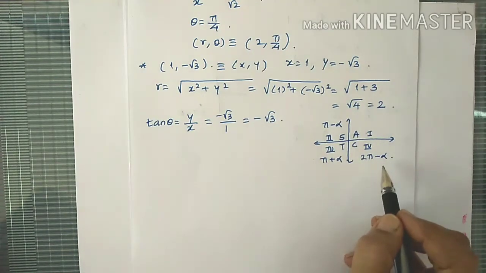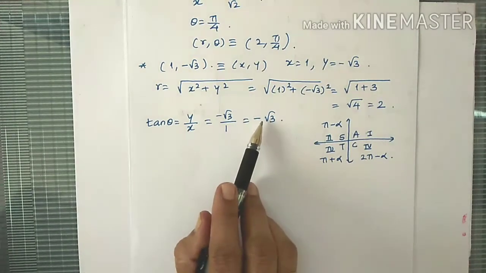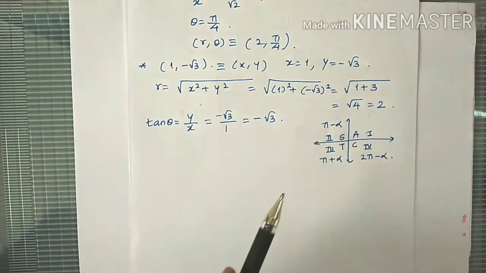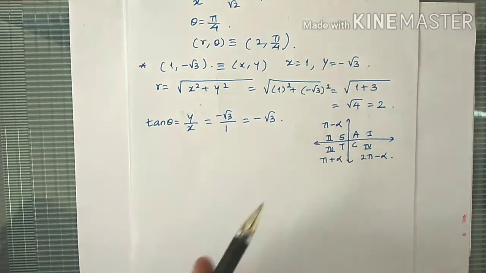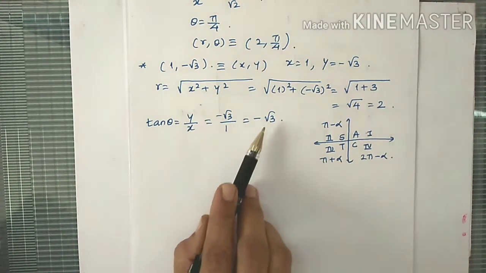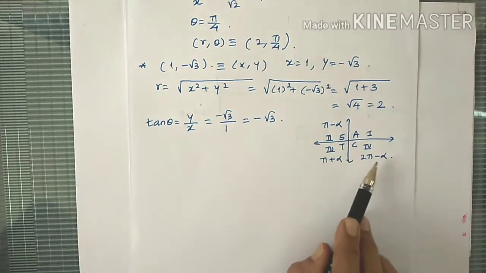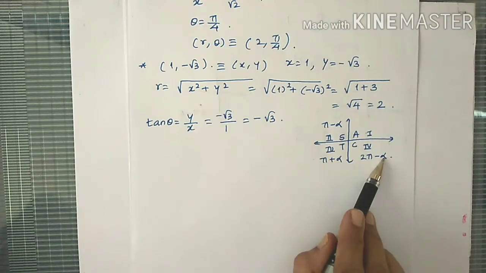So in fourth quadrant we have to write it as 2 pi minus alpha. Now what is alpha? Alpha means you think of this minus root 3 but without the sign. Now we neglect the sign. What we get is root 3. Now tan is root 3 if theta is 60 degrees. That means pi by 3 radians. So value of alpha is pi by 3 here. So our required angle is 2 pi minus pi by 3.